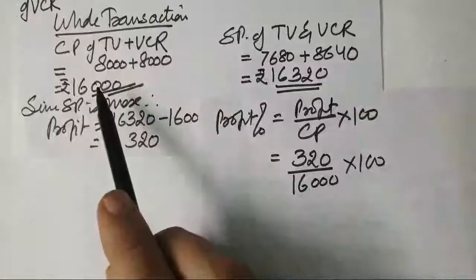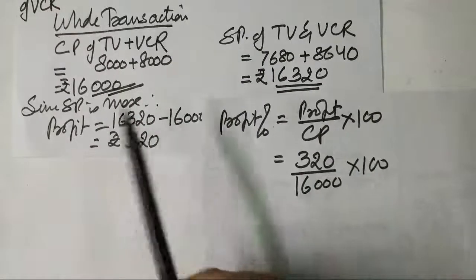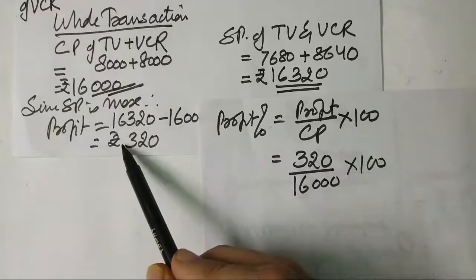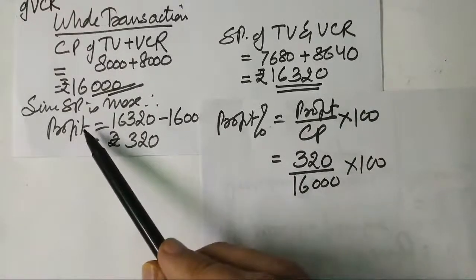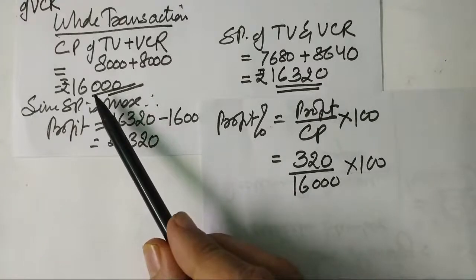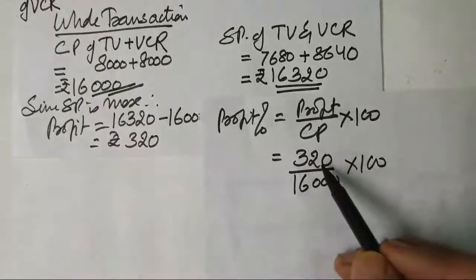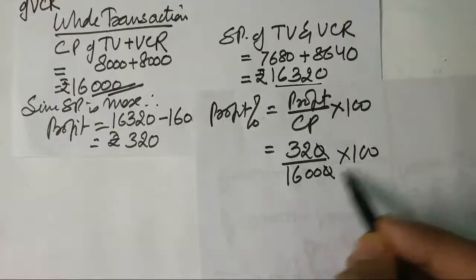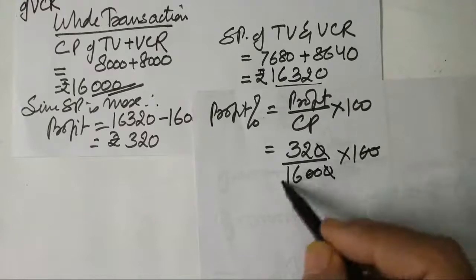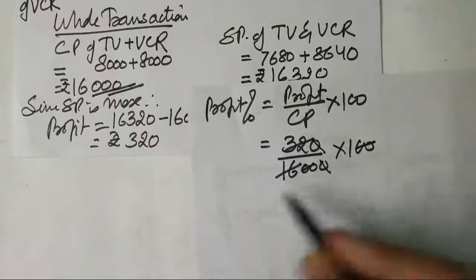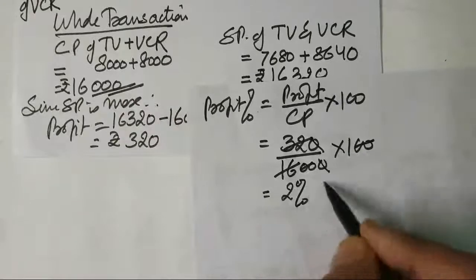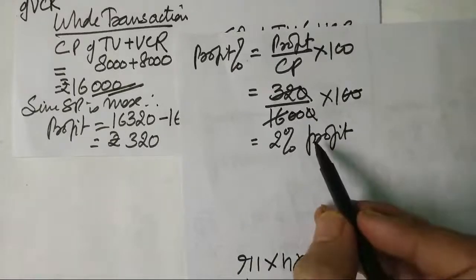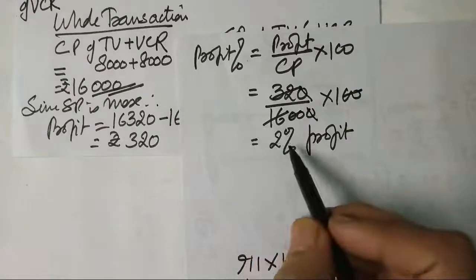because this was the cost price and the selling price was 16,320. So we will not use the selling price, because in finding the profit percent we have to use the cost price and the profit. So profit is 320, CP is 16,000, and now you simplify, everything is cancelling, 16 is dividing, and the answer comes 2% profit. He is making 2% profit on the whole transaction.